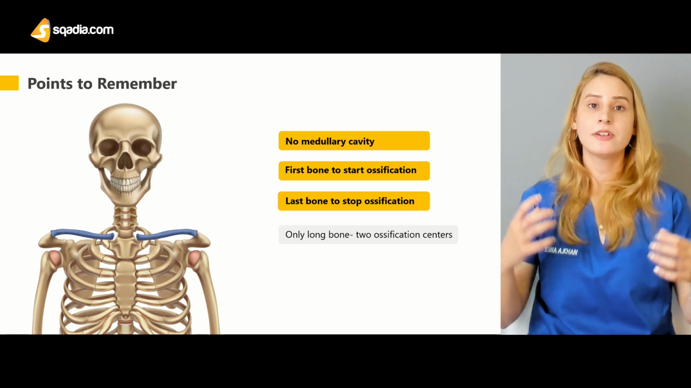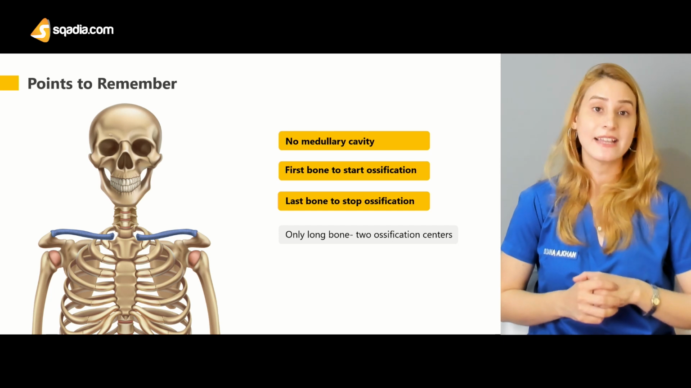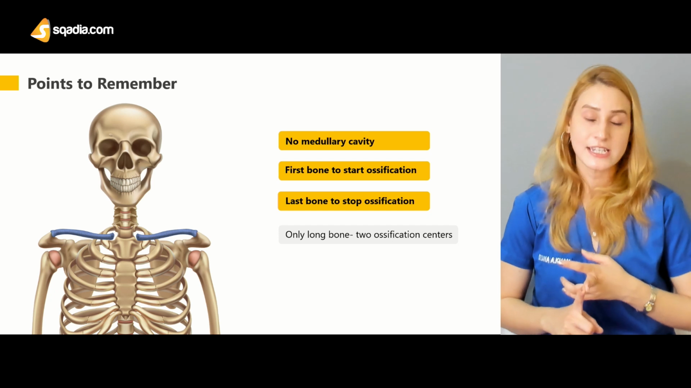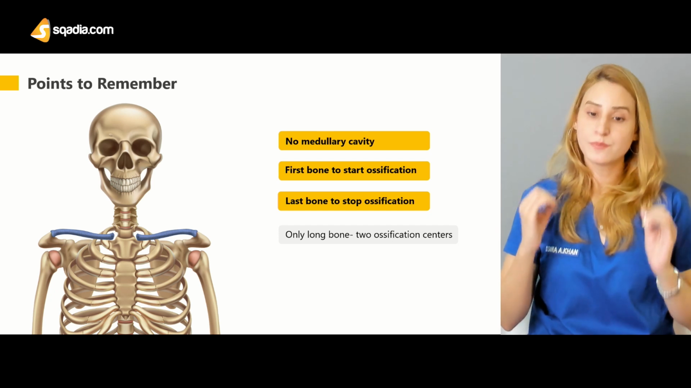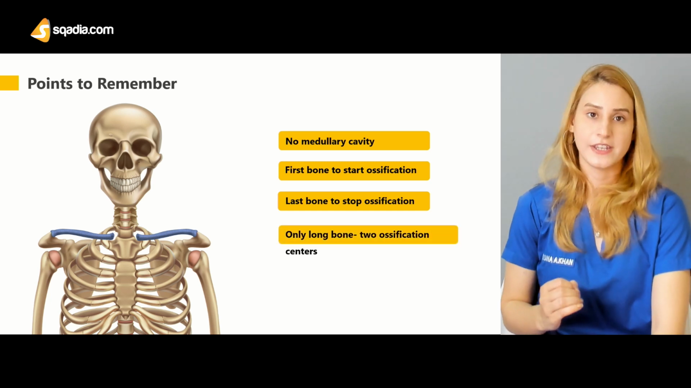And when you talk about important points to be remembered about the clavicle, it is the first bone to start ossification, the last bone to stop ossification, that is up to 21 years of age. It's important, and then you have the only long bone with two ossification centers.